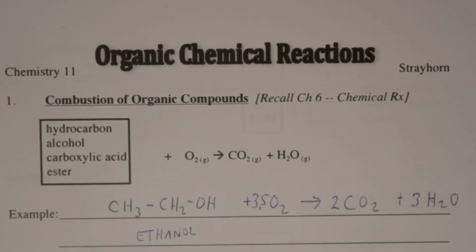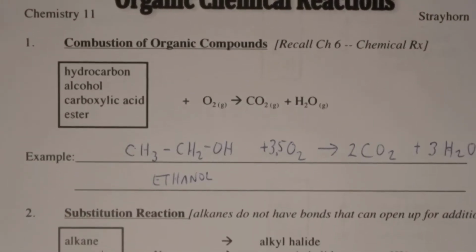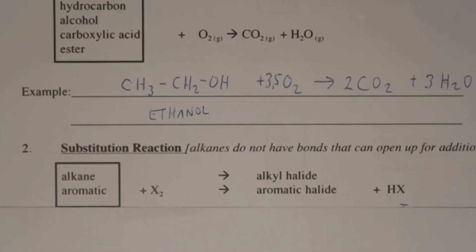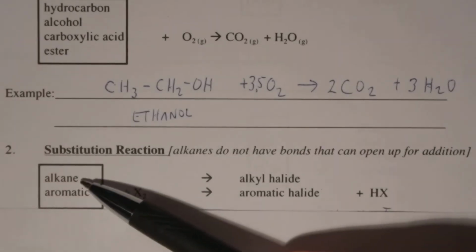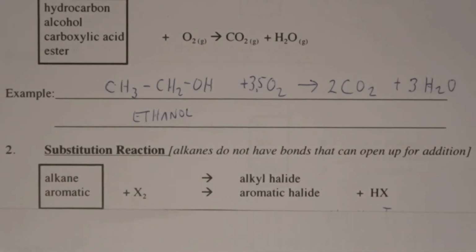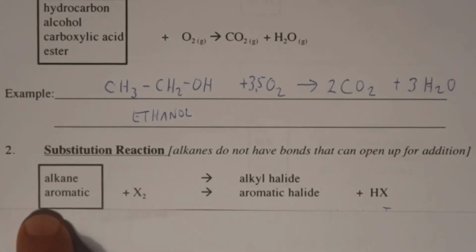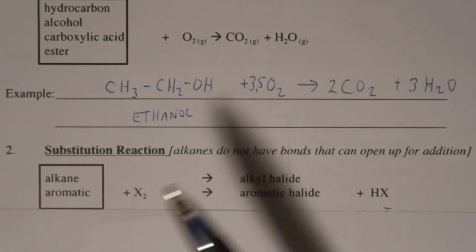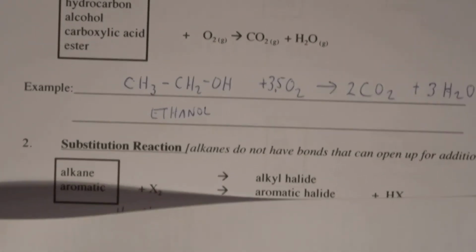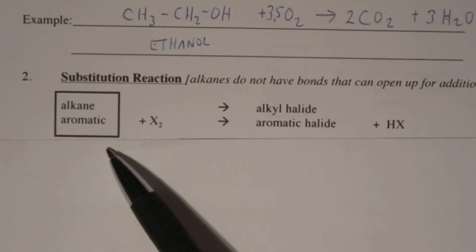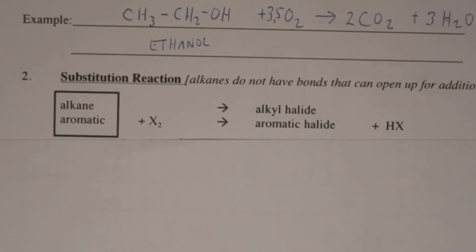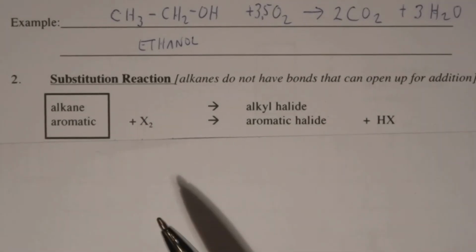So substitution reactions are going to happen with saturated compounds. Our saturated compounds include alkanes and aromatics, things that don't have reaction sites. Alkanes are fully saturated; there's no double bond that can open up. And even though aromatics may look like they have double bonds that can open up, they're not. It's a very stable structure.